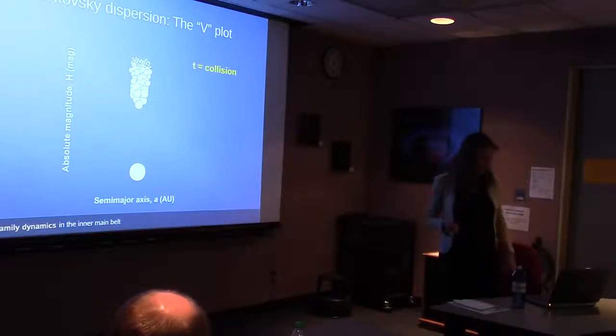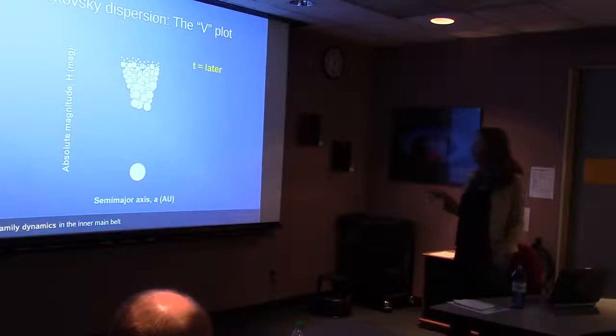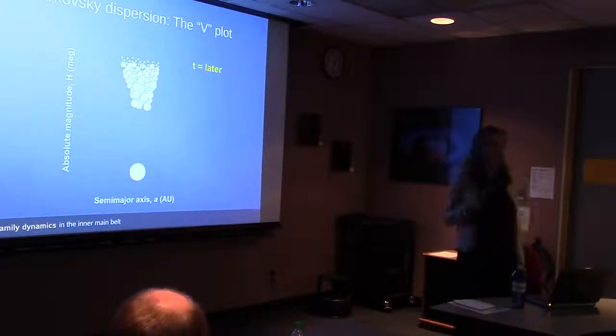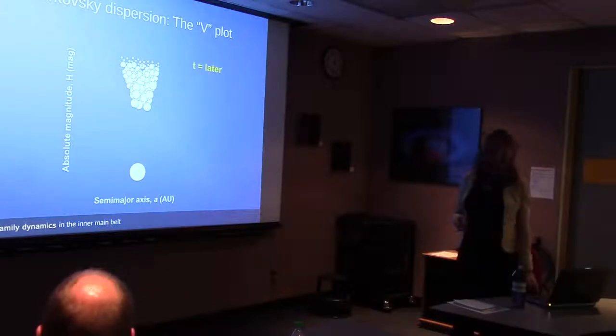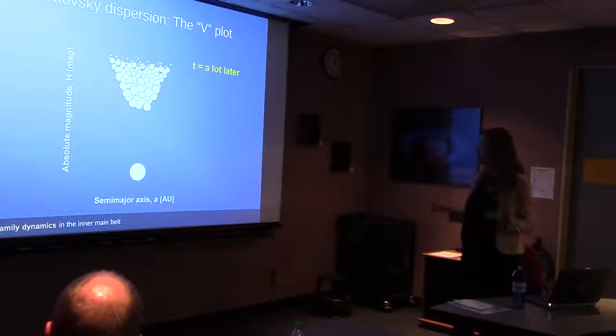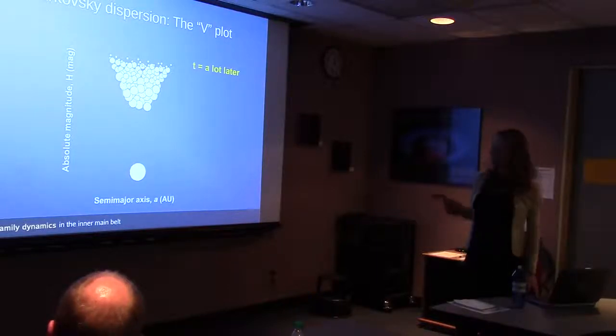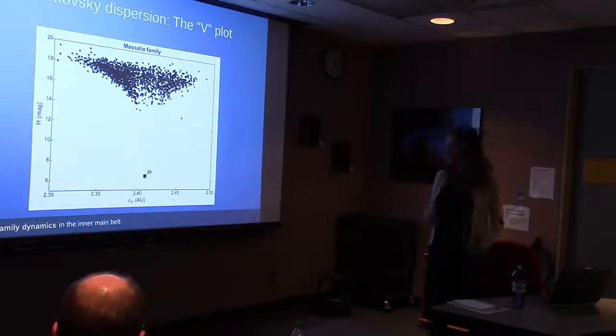But over time, they're going to spread out from the Yarkovsky effect. So after a while, the smaller objects have traveled further than the largest object, and that's because they have a higher surface area to volume ratio. And then after quite a bit of time, as the family ages, they get even more spread out. This is the theoretical framework for how this works, but we see it observationally too.